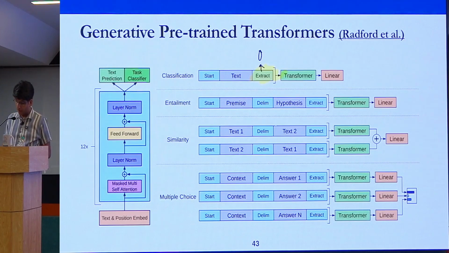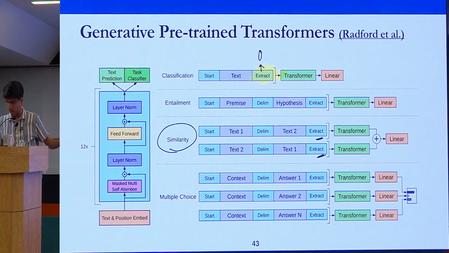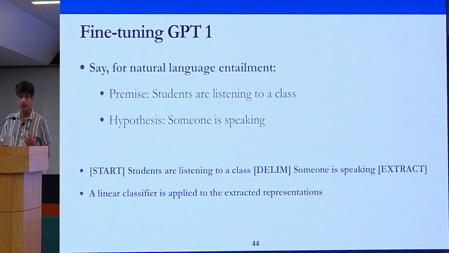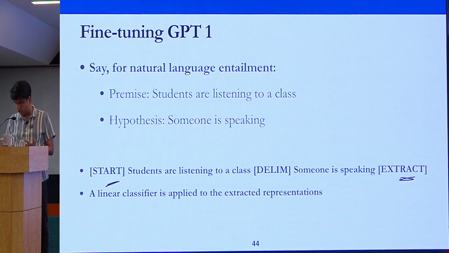If you had two sentences and you were computing similarity, you would attach two different models at the extracted output and then make the similarity prediction. So fine tuning was the only way to use GPT-1 for tasks other than language modeling, and you would have these tokens which you will use to extract representations and then project them to the task of your choice.